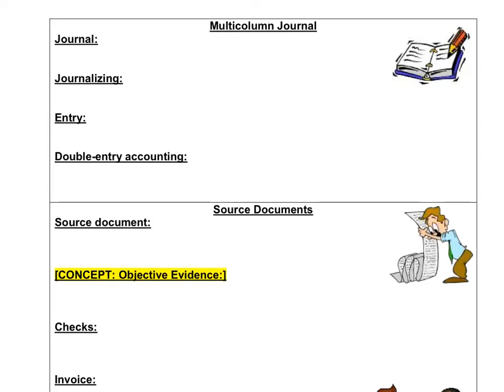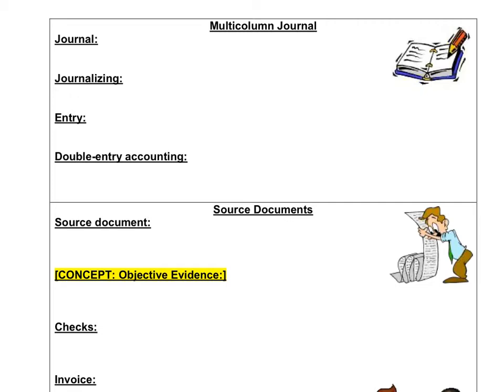Today we are starting chapter 3, which is journaling. I love journaling. It's one of my favorite things to do in accounting, and hopefully you'll share my love for it. But basically, instead of putting something in a T account, you're going to put it in a journal.